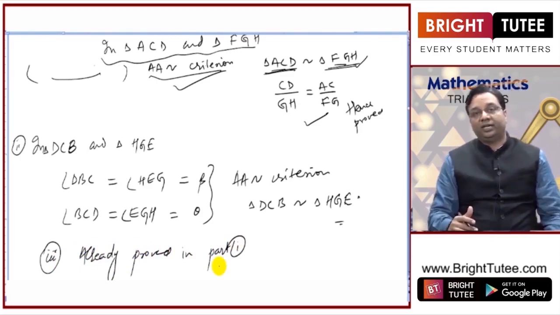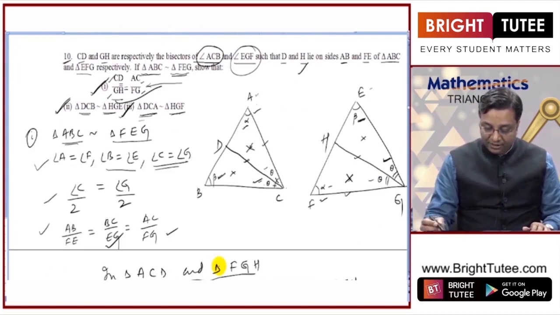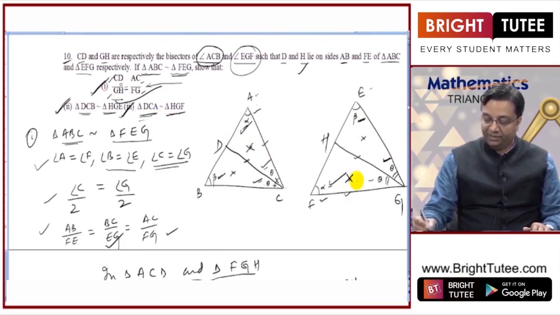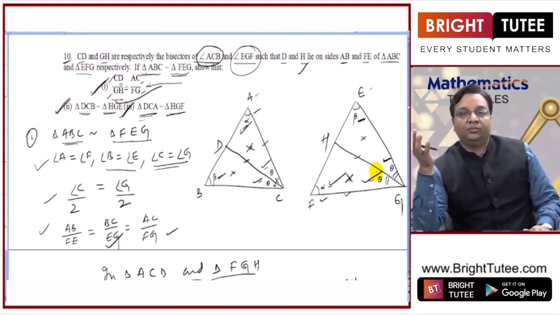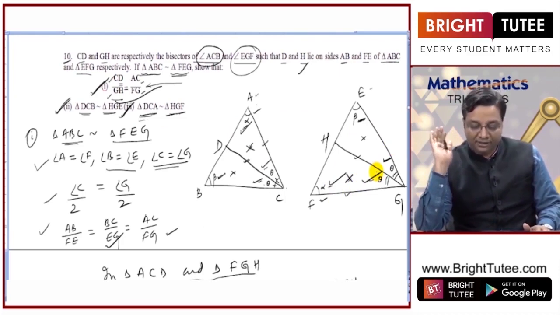Otherwise, you can show the two angles as equal. Which angles? In ADC or DCA, you have alpha and theta. In HGF, you again have alpha and theta. So two of the angles are equal. Hence, the third angle is also equal. So by angle similarity criterion, you can say that these two triangles are similar.